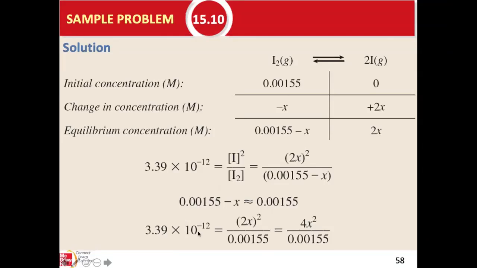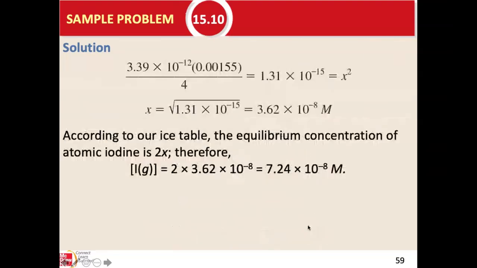Then we can substitute this. Instead of minus x, we just put this expression and we will find the x. And this is the x. Do you see the x is 10 to the minus 8? A very, very small amount of molecular iodine really converted to the atomic iodine. And also we can find the equilibrium concentration of both reactants and products.